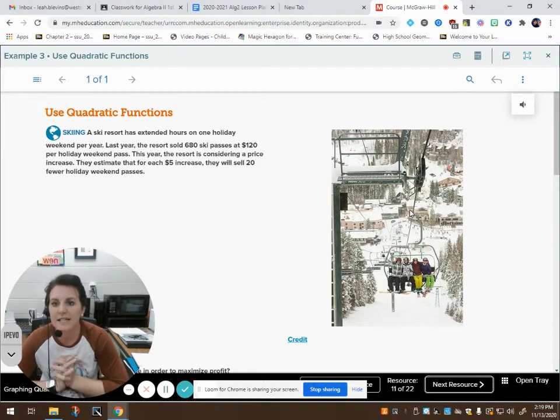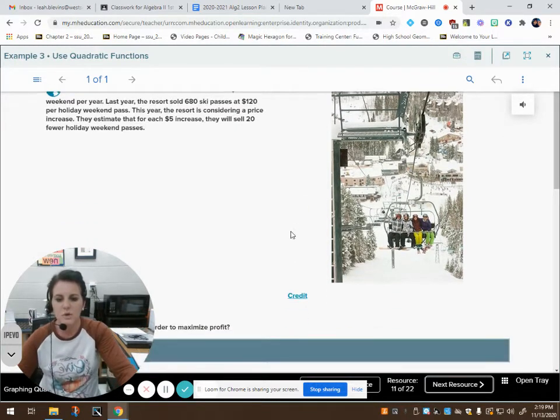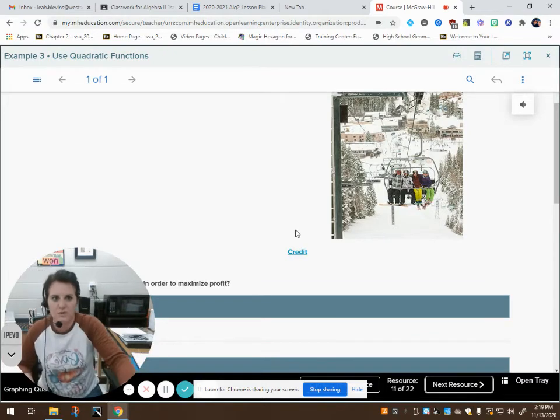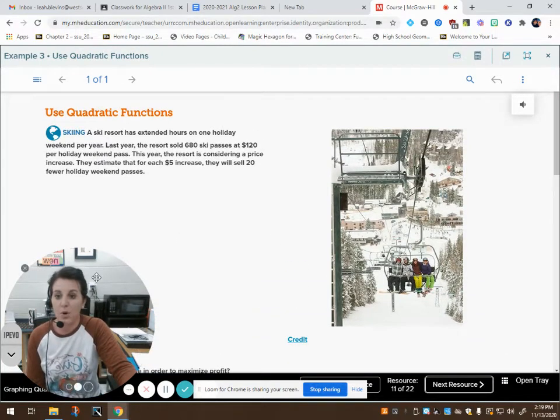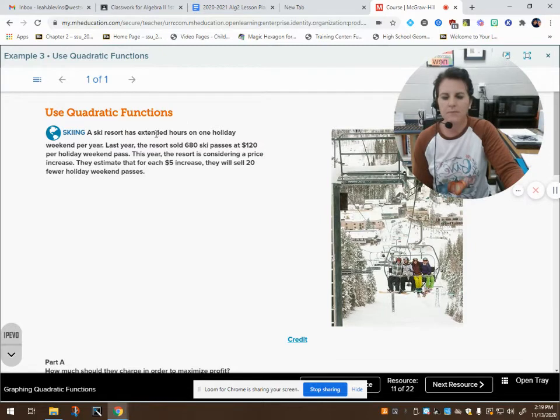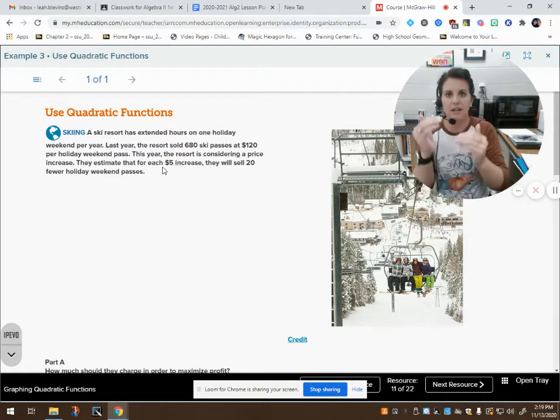A ski resort has extended hours on one holiday weekend per year. Last year, the resort sold 680 ski passes at $120 per holiday weekend pass. This year, the resort is considering a price increase. They estimate that for each $5 increase, they will sell 20 fewer holiday weekend passes. So they're wanting to maximize their profit. That's what every business wants to do, right? Get the most money that they possibly can. So there's a give and take here.